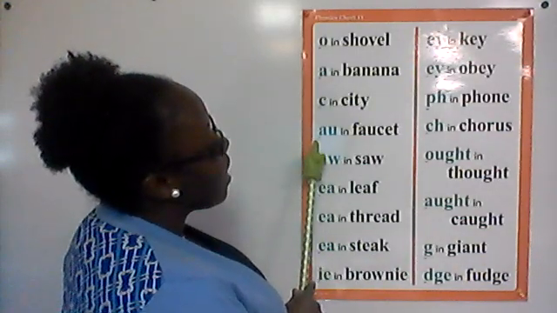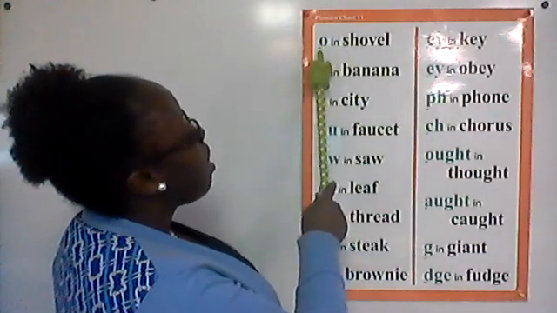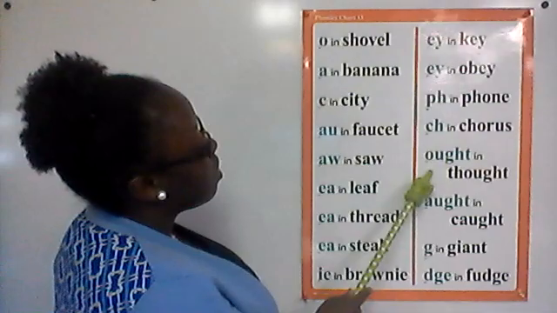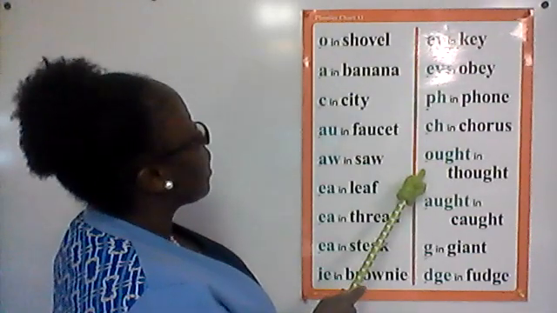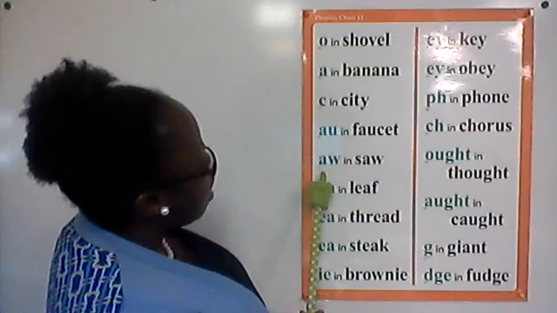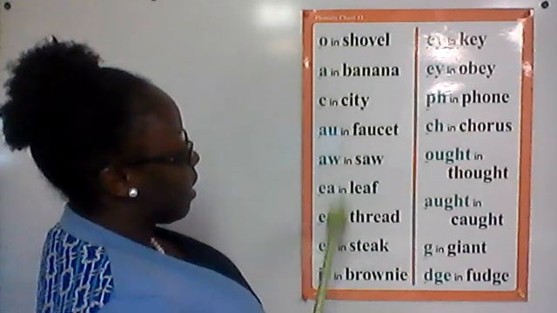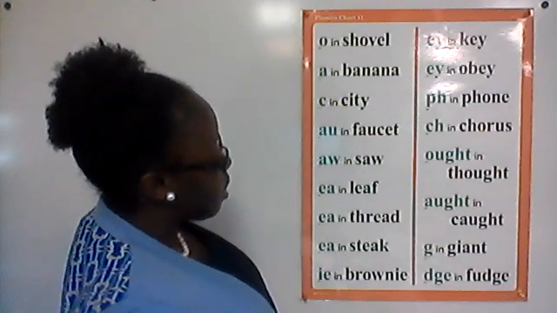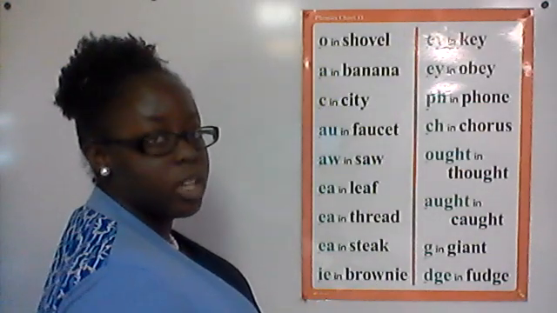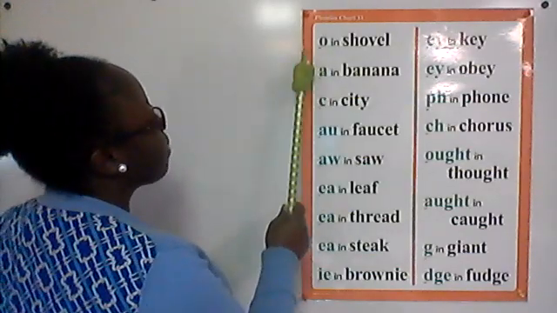In faucet, A-U. A in obey, E-Y. In shovel, O. Ought in thought, O-U-G-H-T. And I think ought in saw, A-W. A in steak, E-A. I think that's all of them, but now let's go through them in order together before we continue on with our lesson for today.